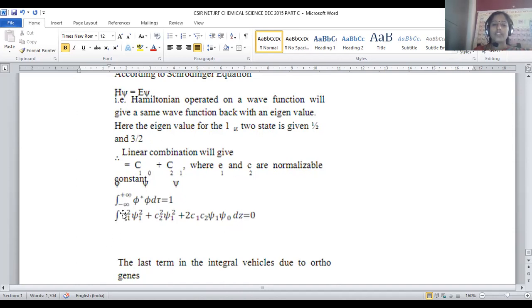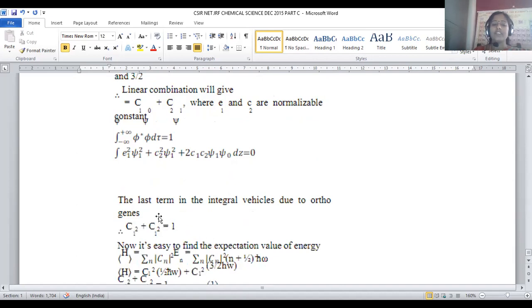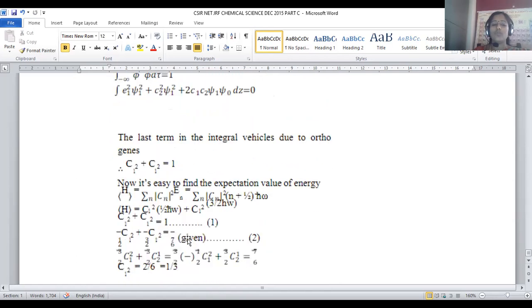Now the integral, with limits from minus infinity to plus infinity, of pi star pi d tau is equal to 1. Now it can be expanded based on the term values: C1 square psi 0 square plus C2 square psi 1 square plus 2 C1 C2 psi 1 psi naught d tau is equal to 0. So this is the normalized wave function equation. Then the cross term vanishes due to orthogonality, and C1 square plus C2 square is equal to 1. Now it is easy to find the expected value. So how will it be?